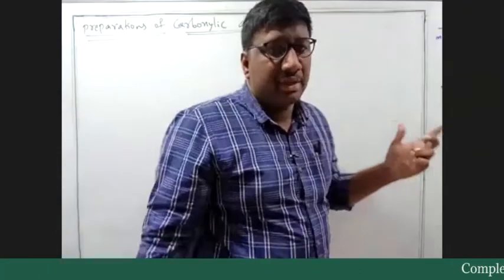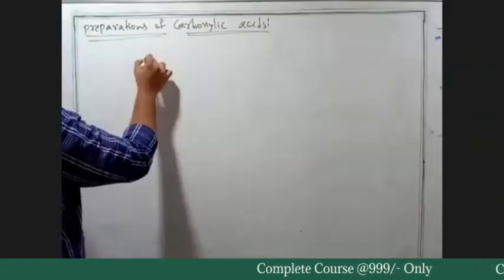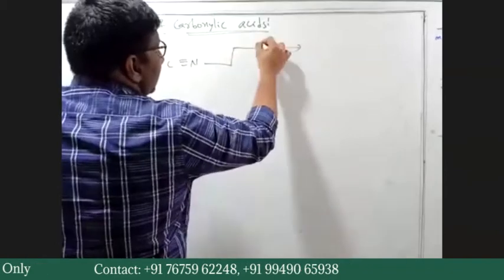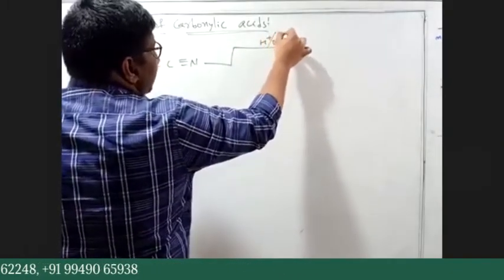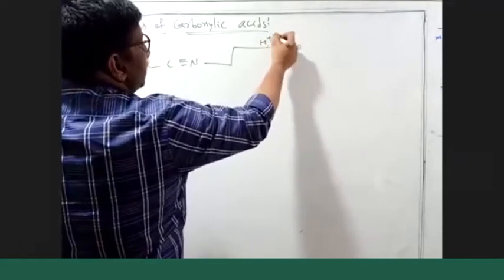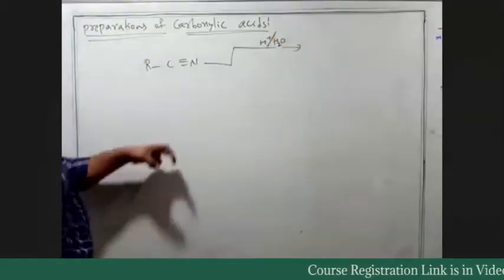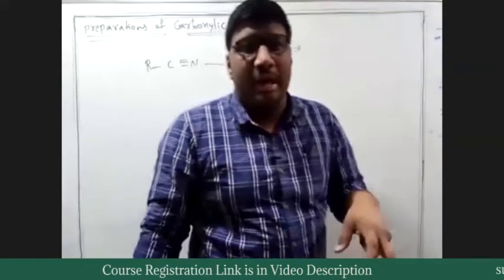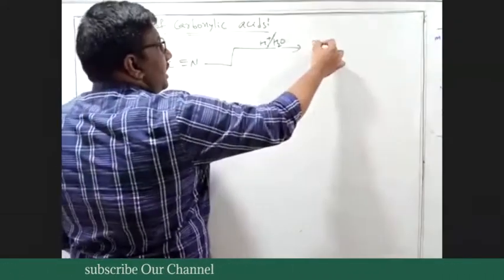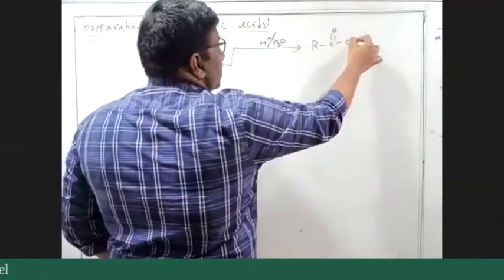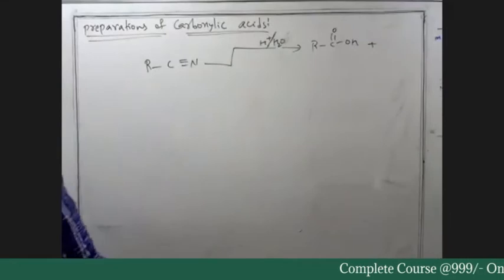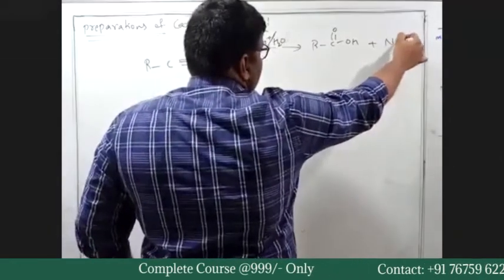Yes or no? RC≡N. When we treat it with H plus in the presence of H2O, acidic hydrolysis means we have H plus in H2O. Then what do you get? RC=OH, plus NH3 will be released.